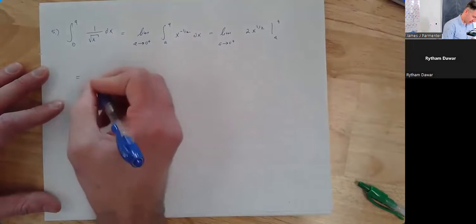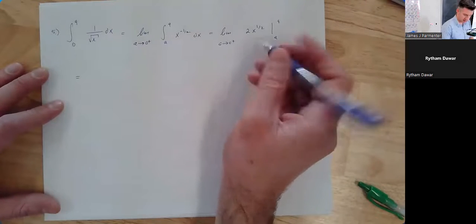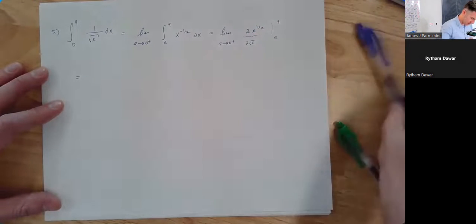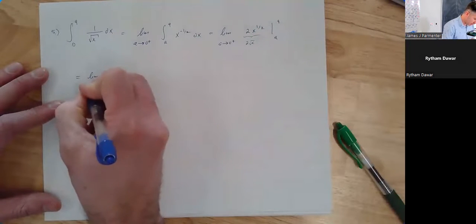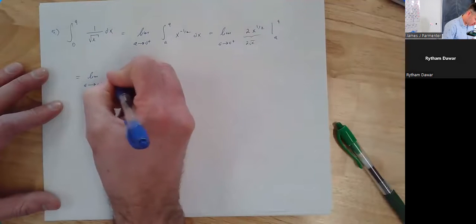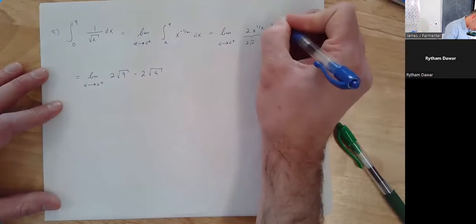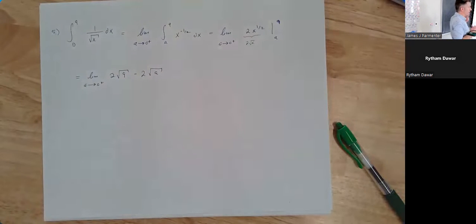And then I'm going to plug in. I'm actually going to write this as 2 square root of x. I'm going to get the limit as a approaches 0 from the right of 2 root 9 minus 2 root a. And now here's the technical reason why the side is important. The square root of a is not defined if a is negative. So you can't approach 0 from the left because the function doesn't exist left of 0. So that's why it's technically important that we're approaching 0 from the right.